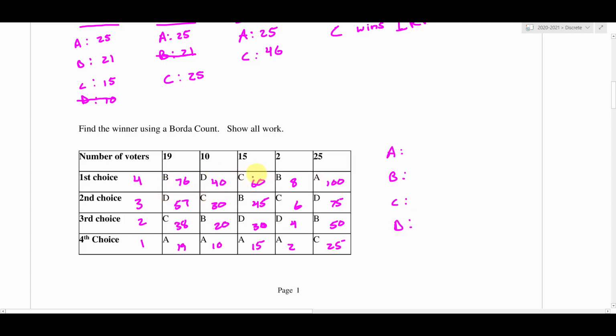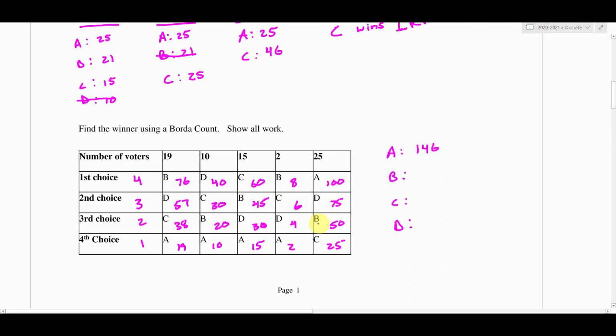Okay, so I've gone through and multiplied all of my boxes, so I've got all my points assigned here. And now what I would do is go through and tally up all the boxes that had A in it, right? So A would get 19, 10, 15, 2, and then up here it would get 100. So if you add those boxes together, you should get 146 points for A. And then you would do the same thing for the other 3 candidates.